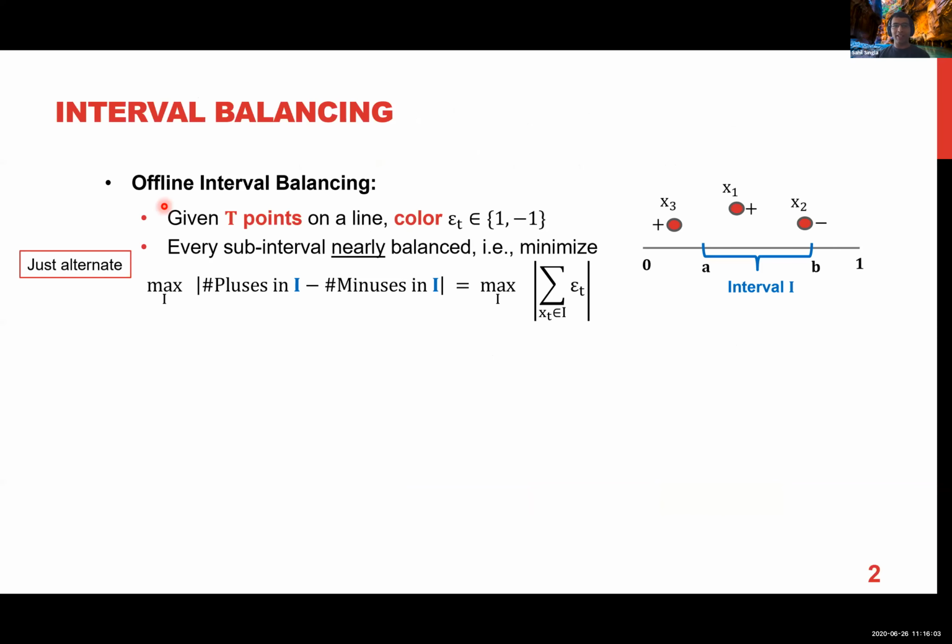So let's first look at an offline simple problem, which we call offline interval balancing. Imagine you have a unit interval 0 to 1 and a bunch of points lying on it. So you know all the locations of these points. Your goal is to just assign them a plus or a minus color, such that every interval is nearly balanced. By that I mean, look at the max over every subinterval of the number of pluses and the number of minuses, the difference, the magnitude. You want to minimize this. So that's the question. And I claim this problem is very easy. I can just alternate. Starting from the leftmost end, I can go alternately plus, minus. This will ensure that the max over all these intervals, the discrepancy, this difference, is at most 1. So this is the offline version, simple.